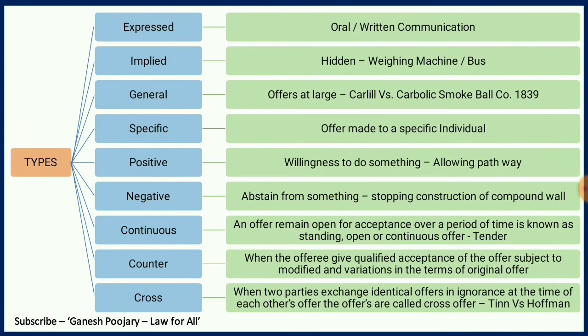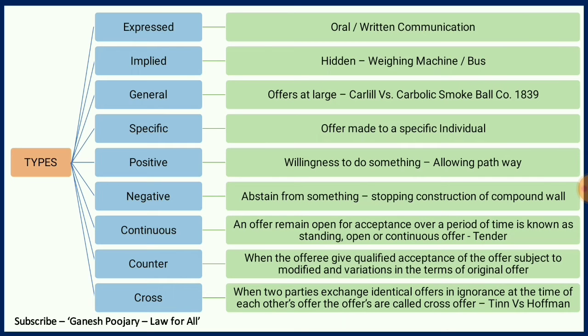The second type of offer is implied offer. The best example for implied offer is a bus. A bus is coming and stopping at the bus stand. That itself is an offer for you to travel in the bus. Now you can accept such an offer and travel in the bus, which is implied, where there is no oral or written communication to you to travel, but by giving the stop at the bus stand itself, they are making an offer to you, which is known as implied offer.